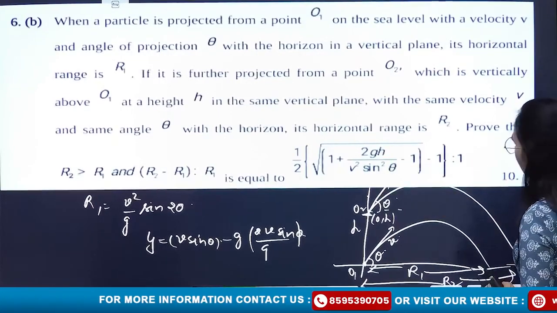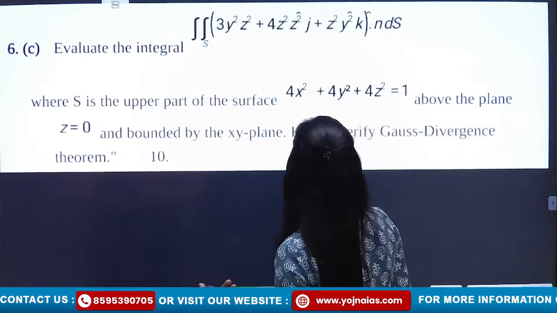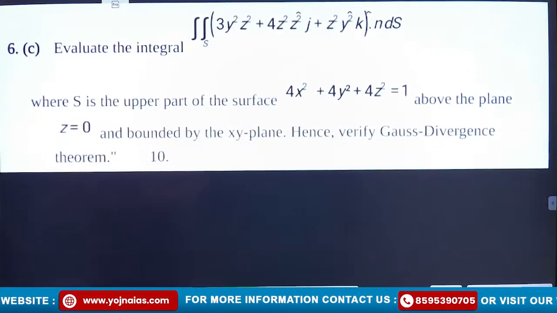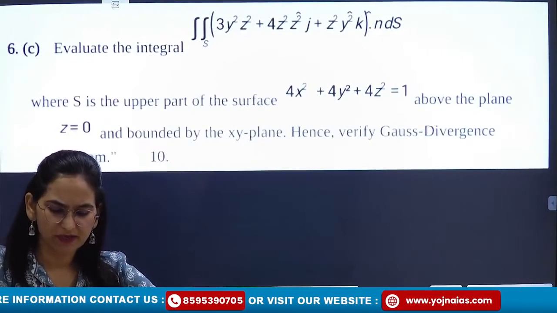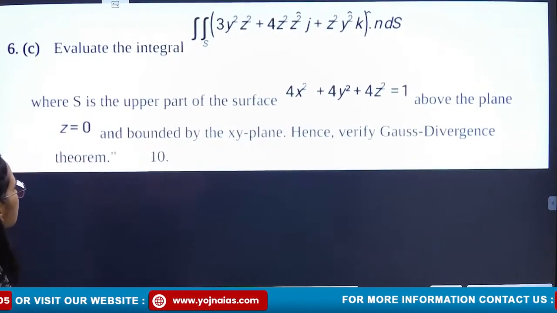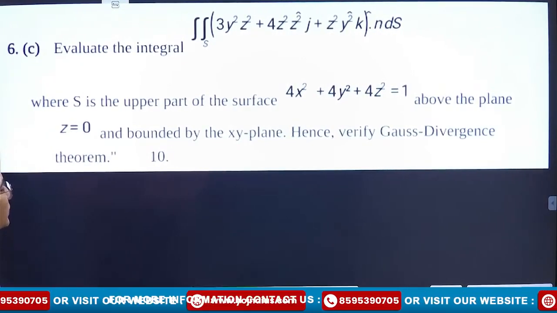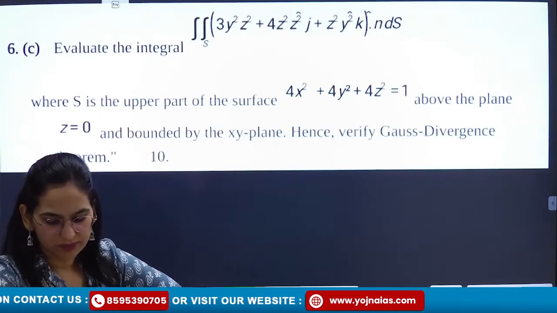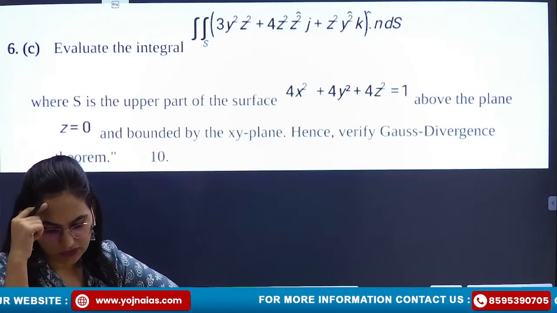Then evaluate the integral where S is the upper part of the sphere above the xy plane. Hence, verify Gauss divergence theorem. This is a question from vector analysis, a direct question from Gauss divergence theorem. The surface is 4x squared plus 4y squared plus 4z squared equal to 1, or you can say x squared plus y squared plus z squared equal to 1 by 4. This is a sphere with radius 1 by 2.